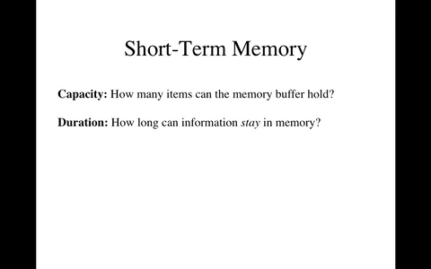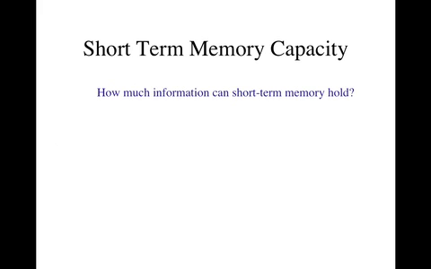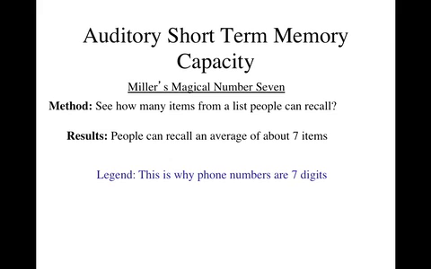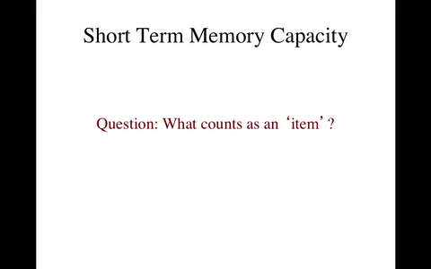So what's the capacity and what's the duration of short-term memory? How many items can it hold, and how long does the information stay? In terms of how much information, we discussed Miller's magical number 7, 7 plus or minus 2 items. If somebody reads off a list of letters or names, the typical capacity is that usually they'll remember 7, or sometimes as low as 5, and sometimes as high as 9, depending on the individual. So what counts as an item?